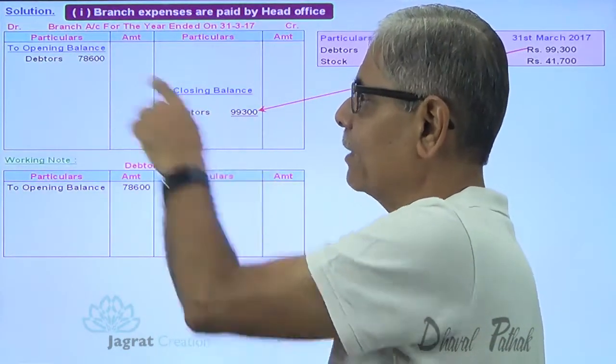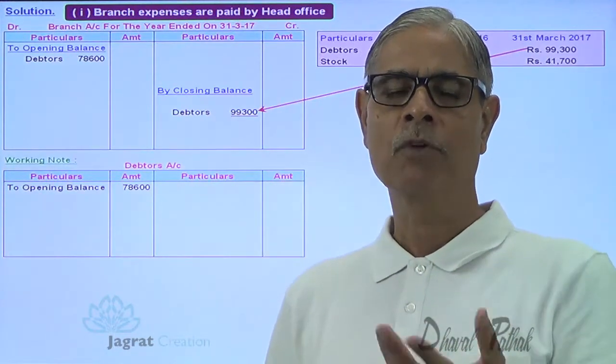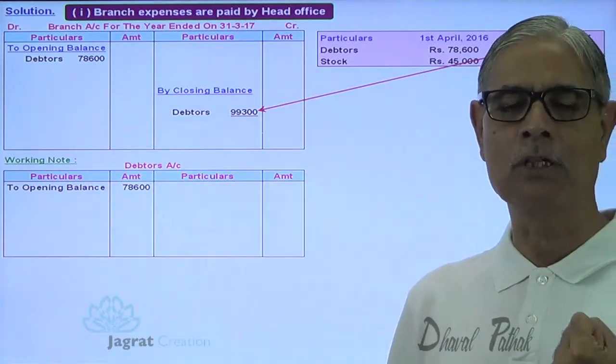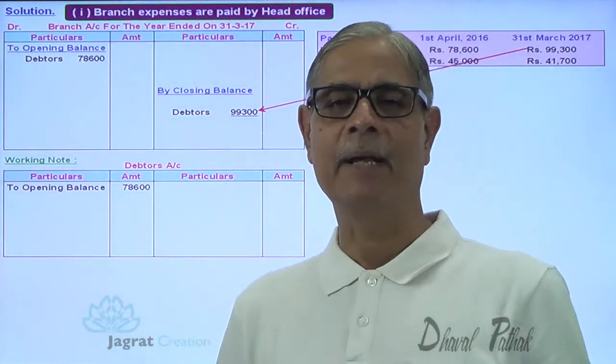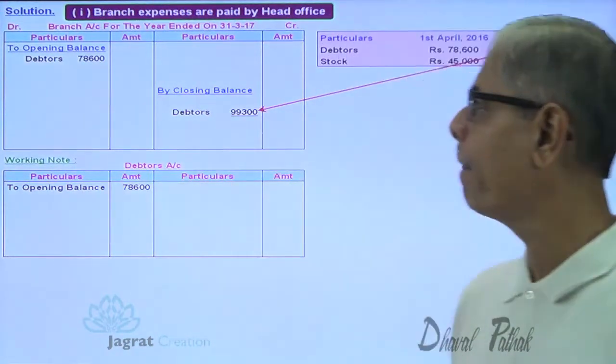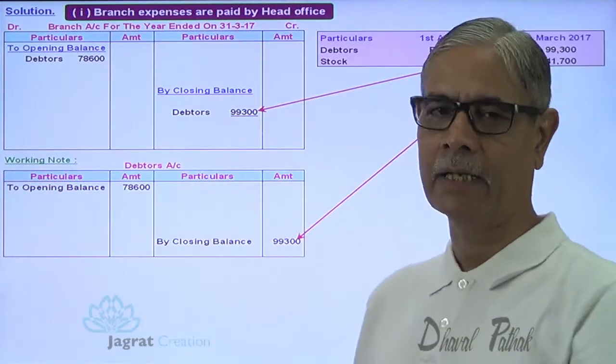And this entry is reversed to this entry. What is the entry when the debtors are given? Branch to debtors. What is the entry when the debtors are taken away from the branch at the end of the year? Because the branch does not have any separate legal existence, debtors account debit to branch account credit. Similarly, the closing balance of debtors is recorded in this debtors account.